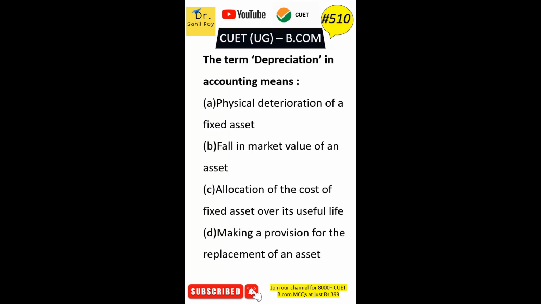The term depreciation in accounting means dash. Option A physical deterioration of a fixed asset. Option B fall in market value of an asset. Option C allocation of the cost of fixed assets over its useful life. Option D making a provision for the replacement of an asset.